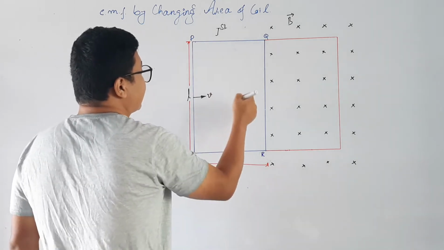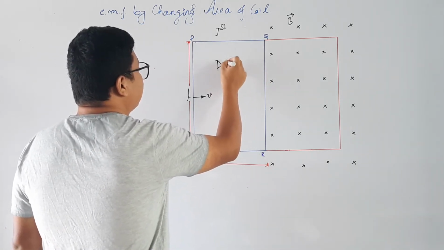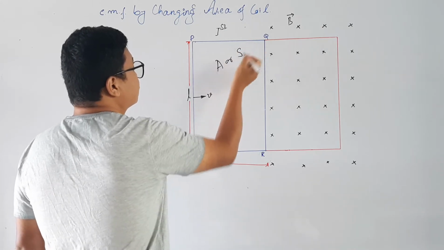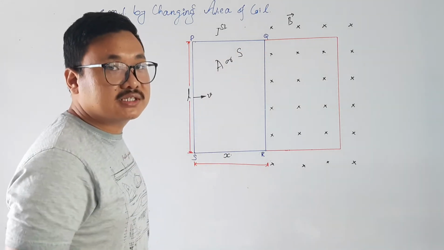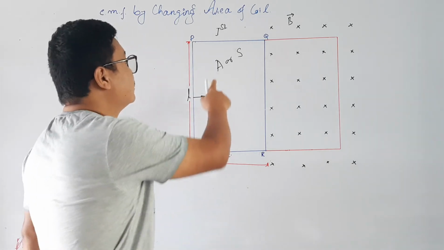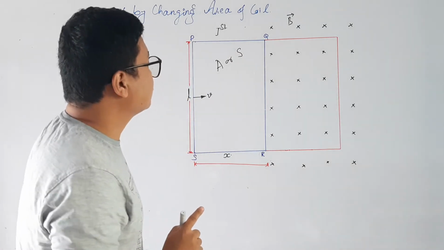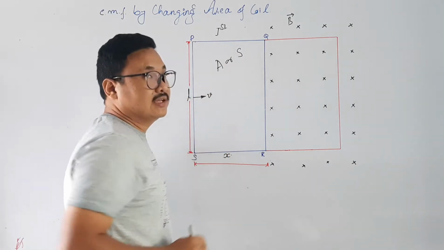So that it has got the area, say A or S. Both are the same. We have been using the notation S for area, but in some books you may have area as A or S. Don't worry about this. You can use A as well as S.